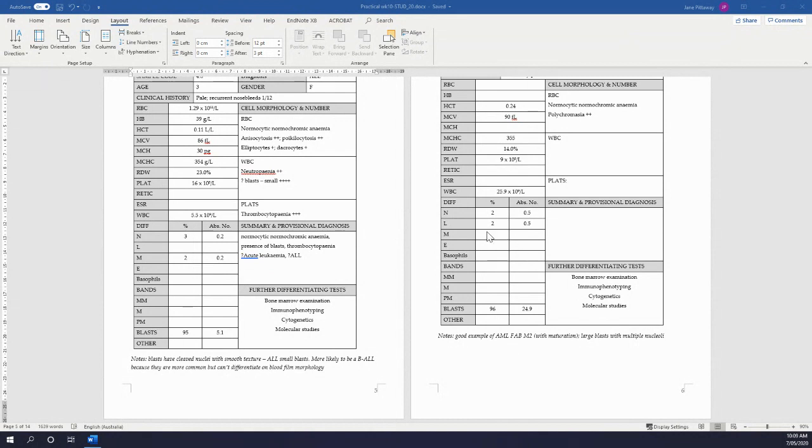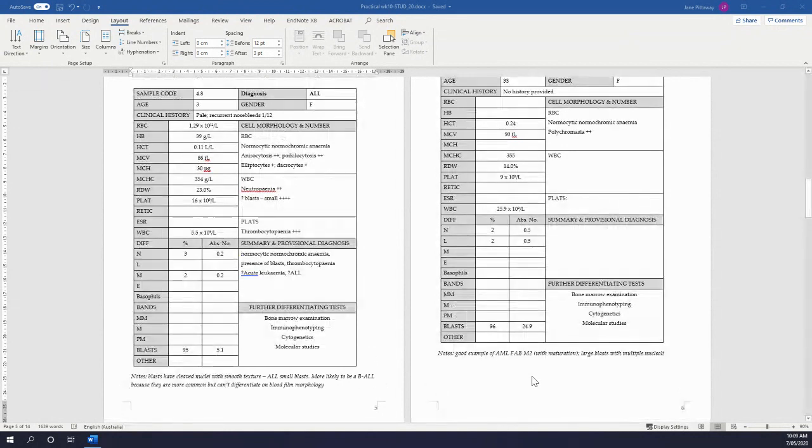Whereas with this one, we've got some neutrophils and some lymphocytes as well. But the majority of the cells are blast cells. So this is the reason that we've got these two cases here, so that you can compare the blasts that are seen. And I've got another screen to share with you.